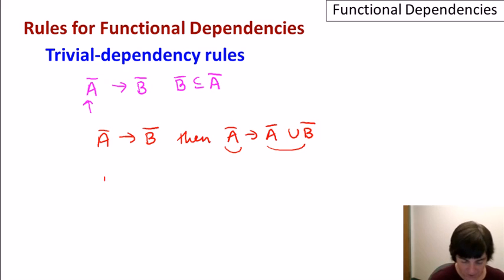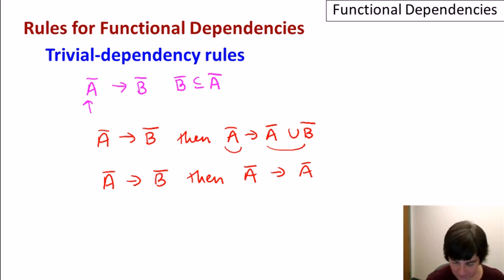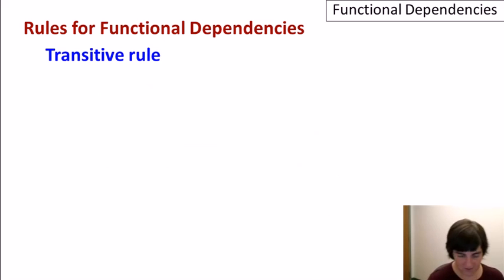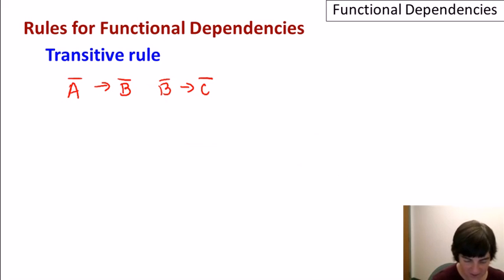Sort of as a converse, we can also say that if A determines B, then A determines A intersect B. Actually, this one is also implied by the splitting rule. So we have two different rules in this case that are doing the same thing. And finally, the transitive rule, which is the one we alluded to earlier. It says if we have A determines B and we have B determines C, then we have A determines C.